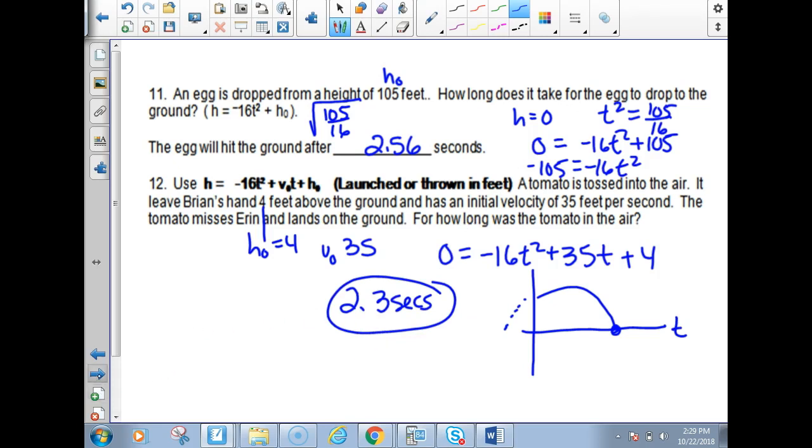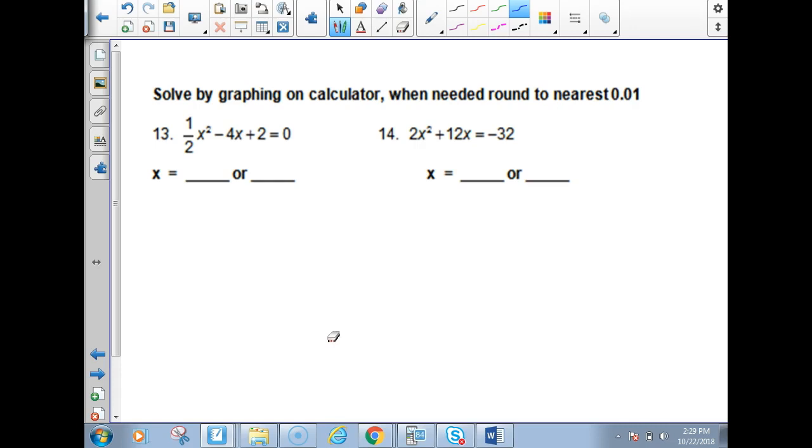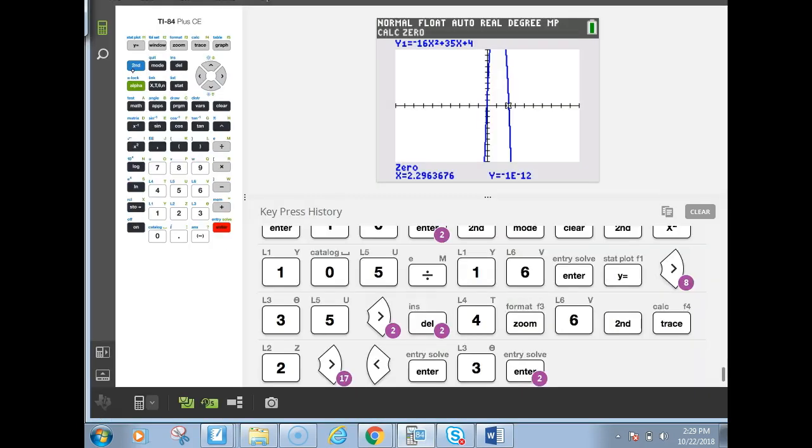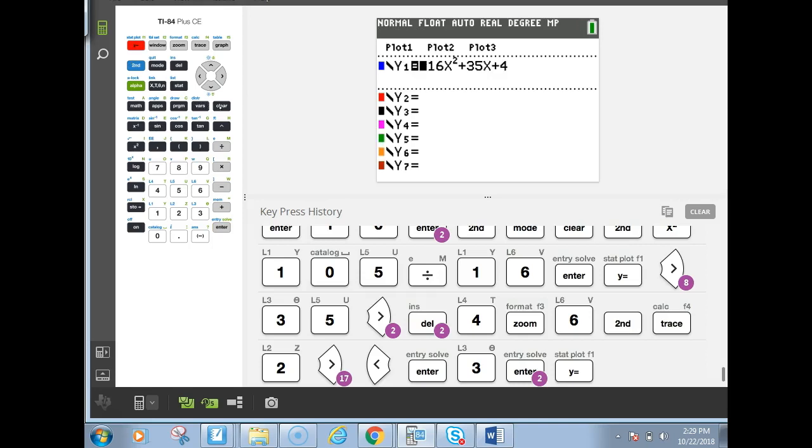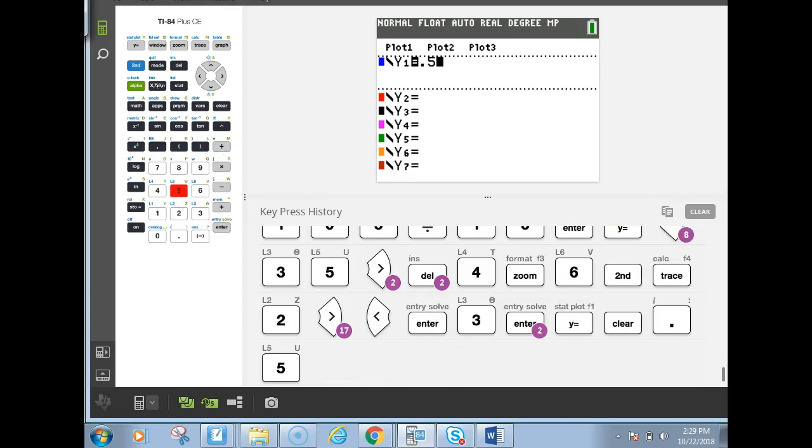Okay, next, 2.30 if you wanted to be writing it to the hundredths place. Solve by graphing on a calculator when needed, round to the nearest 0.001. So we're going to put the equation into y equals. Clear that one out. Put in 0.5 for 1/2 x squared minus 4x.